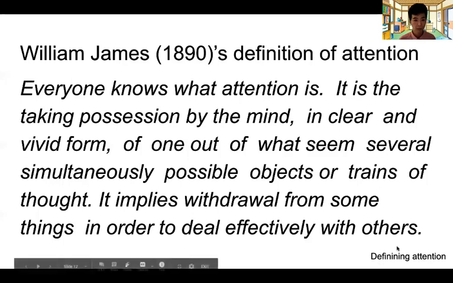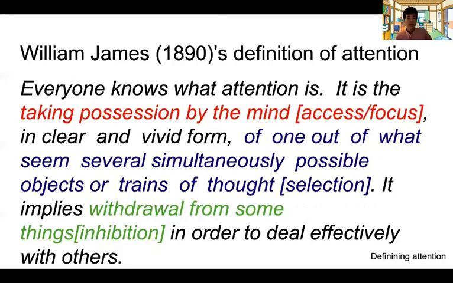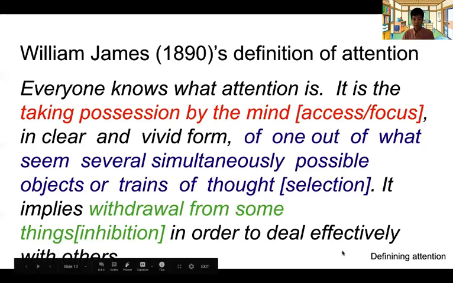And here's the real definition. The last one is: it implies withdrawal from some things in order to deal effectively with others. And this definition contains three components of attention. Taking possession by the mind corresponds to basically access or focus of what you're attending to. And then out of what seem several simultaneously possible objects or trains of thought, this part is a selection, or competition, that we are going to talk about this week. And then withdrawal from some things corresponds to inhibition. It's always selecting or amplifying at the expense of something else.